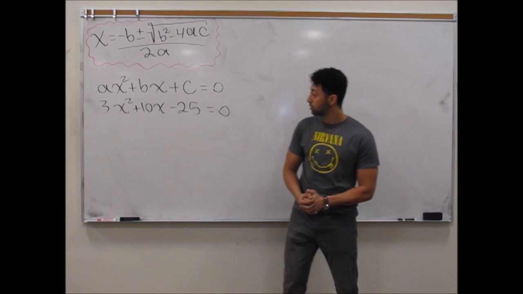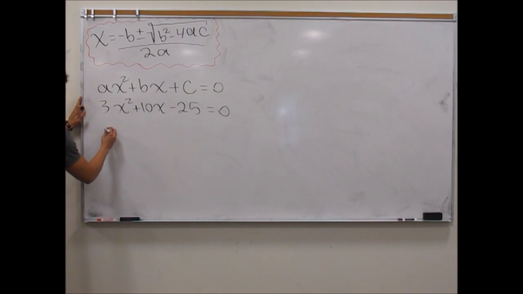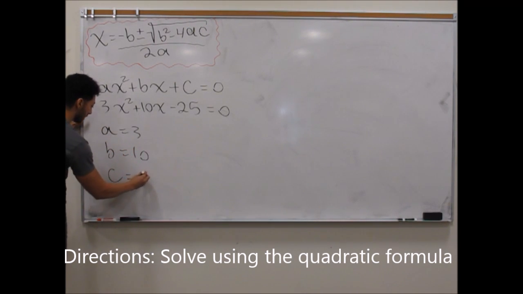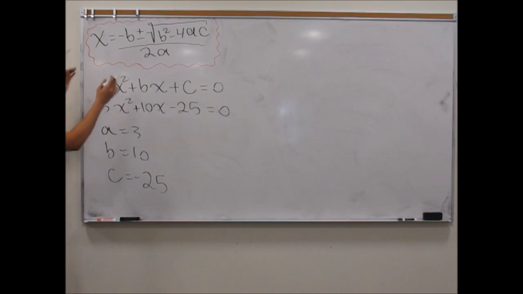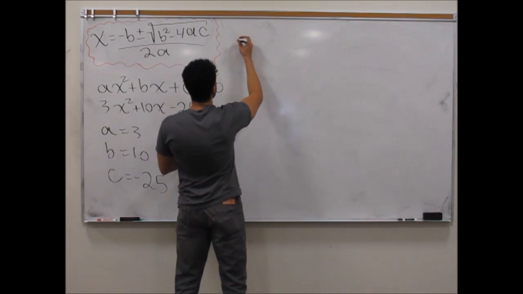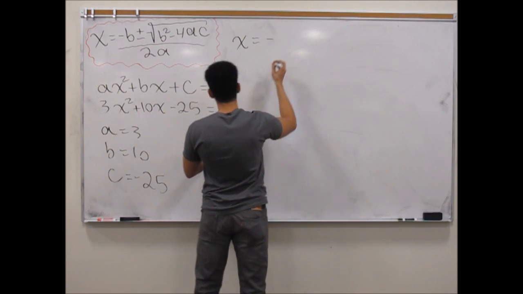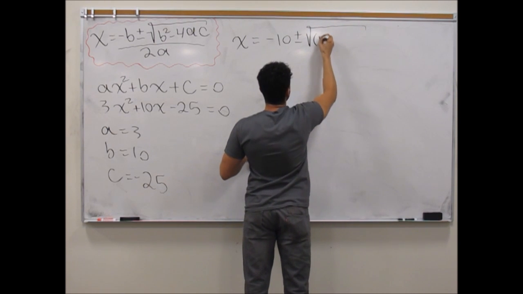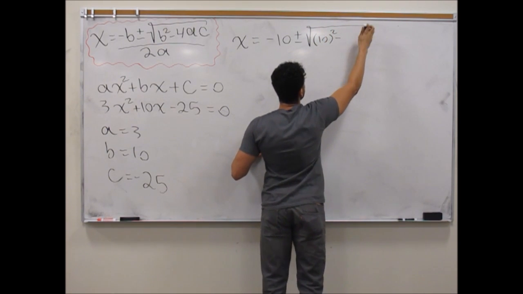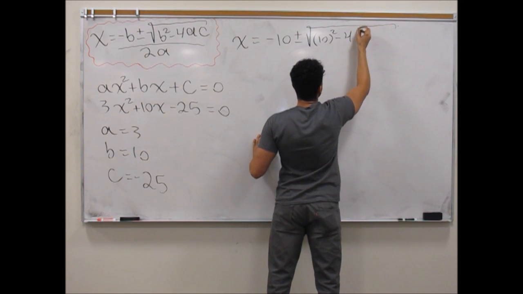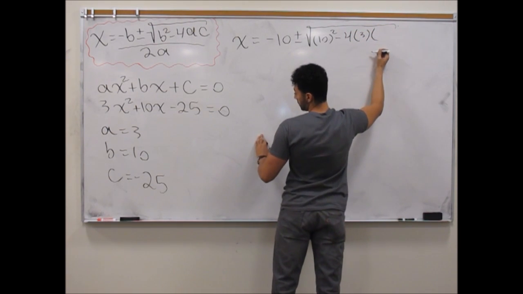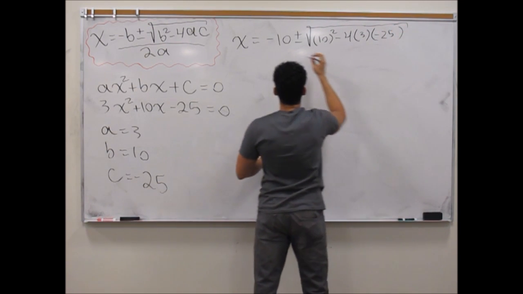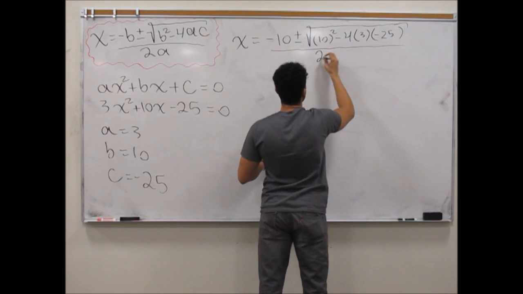Using the quadratic formula. So we could see here that A is equal to 3, B is equal to 10, and C is equal to negative 25. So we're just going to go ahead and plug all that into the formula. So we get that x is equal to negative 10 plus or minus the square root of 10 squared minus 4. Our A was 3 and our C was negative 25. And this is going to be all over 2 times A, which was 3.